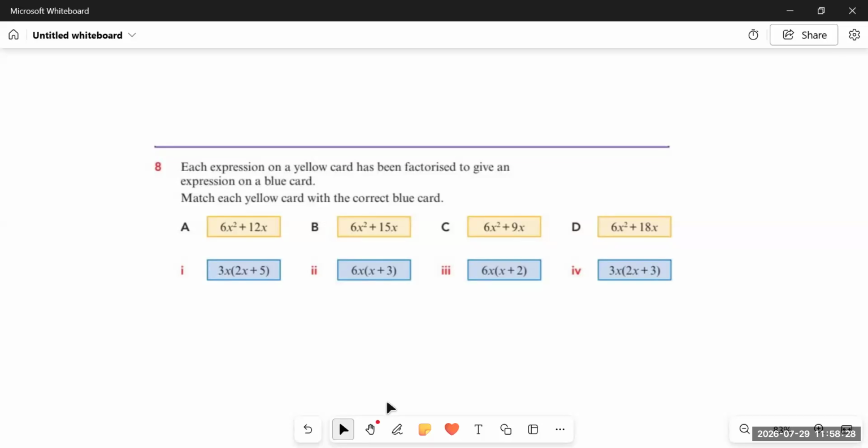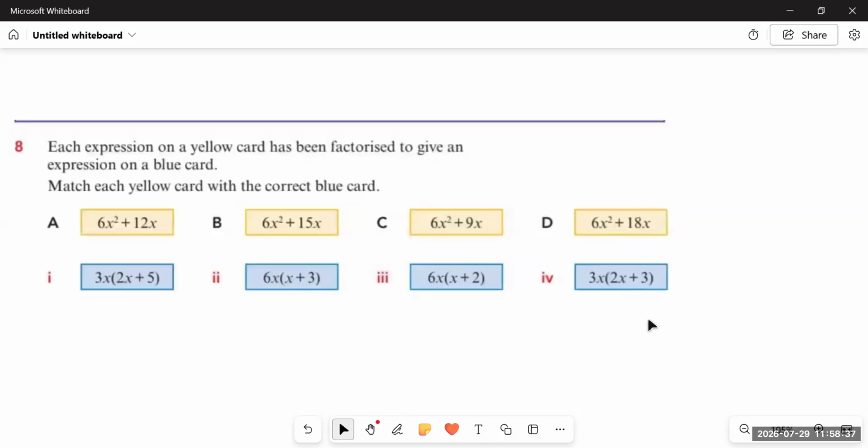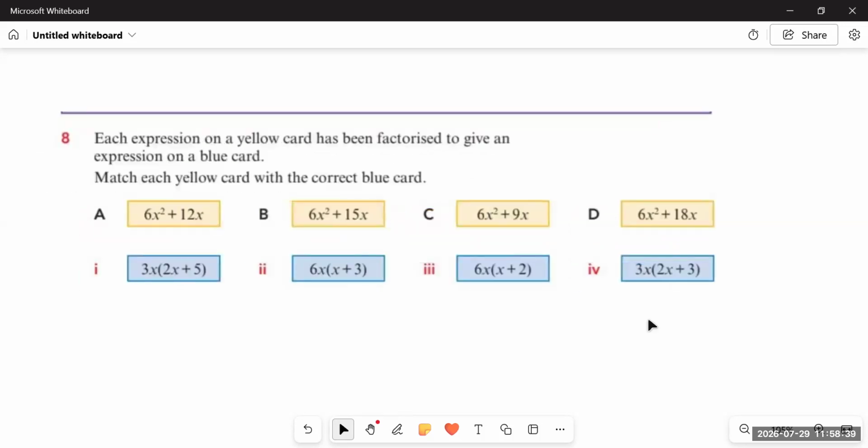This is Cambridge Lower Secondary Book 8. And we are doing some questions from exercise 2.4. We have already started with this exercise and completed up to question number 7. Now it's time to head towards question number 8. Let's see what question number 8 says.